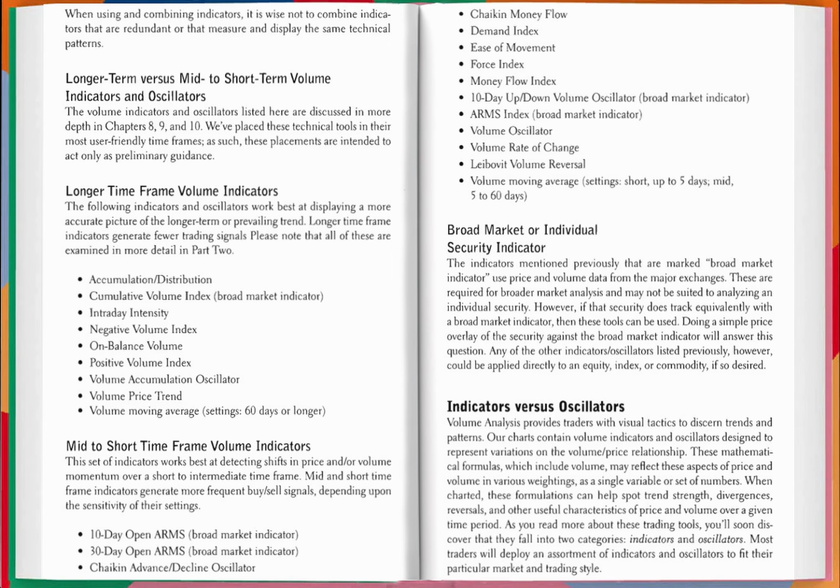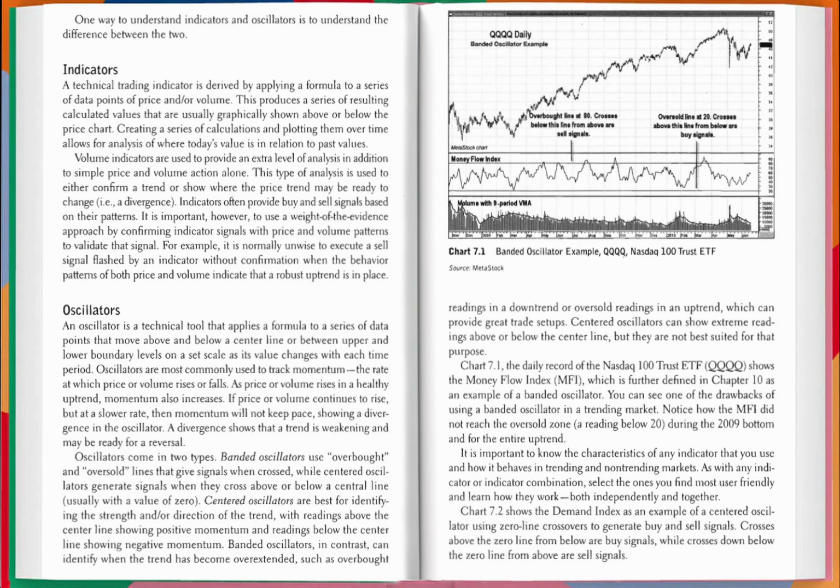As you read more about these trading tools, you'll soon discover that they fall into two categories: indicators and oscillators. Most traders will deploy an assortment of indicators and oscillators to fit their particular market and trading style. One way to understand indicators and oscillators is to understand the difference between the two.